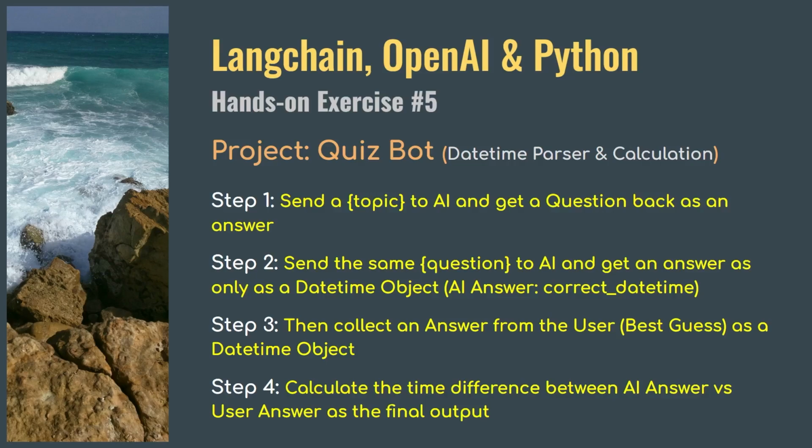Now, we have two datetime objects, one of them from the AI and one from the user. With these two answers, we calculate the time difference between the AI answer and the user answer, and then output that as the final answer. If this seems too confusing, don't worry. It will all be cleared up once we hit the code. That said, let's get started.